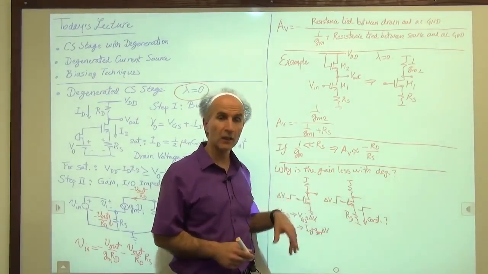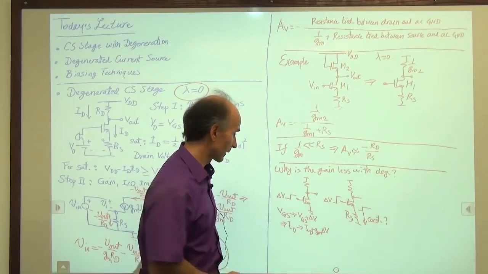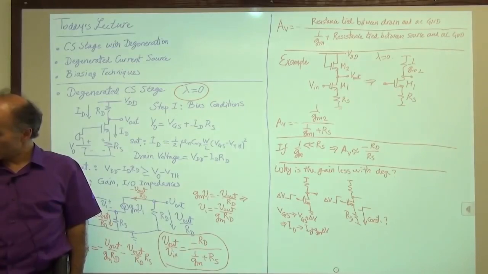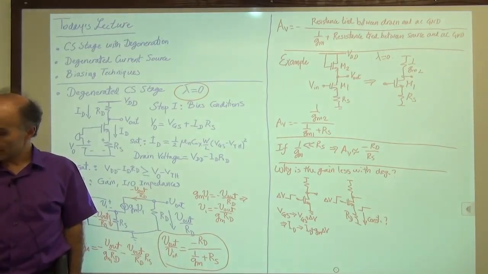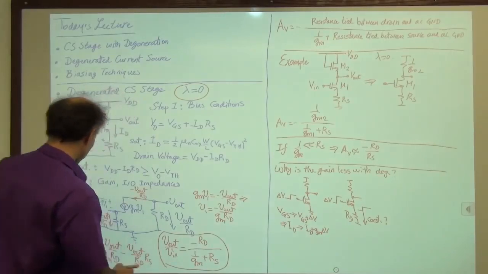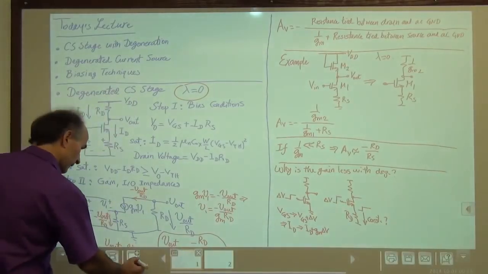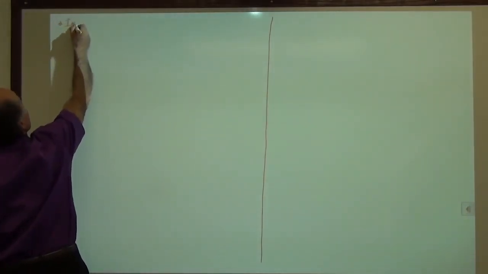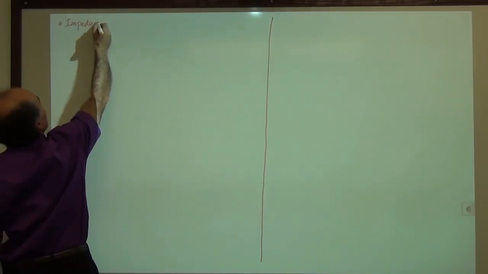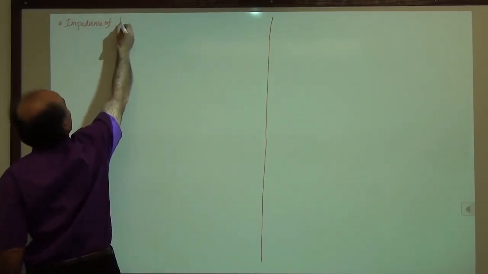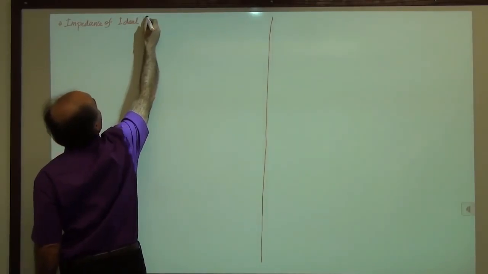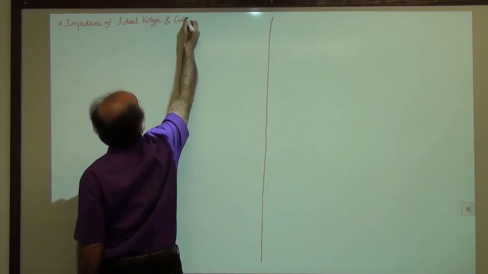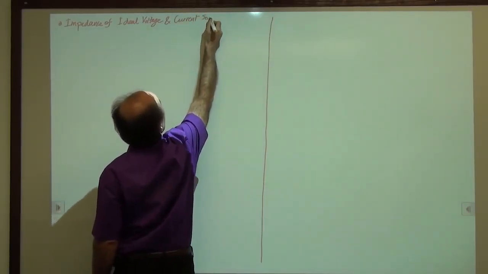Look at this just for curiosity, for intuition, to see what happens. All right. Okay, so the next point of concern to us is the following. I just wanted to summarize some of the things that we have learned in the past. Okay, so let's talk about impedance of ideal voltage and current sources.